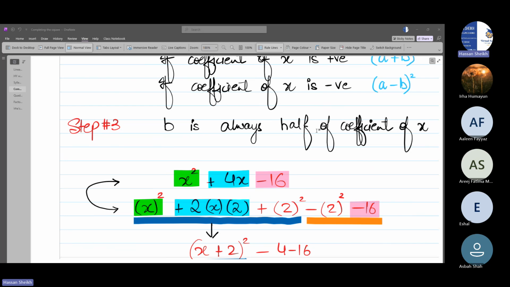So my given expression was x squared plus 4x minus 16. So obviously a is over here. A is x, and b is half of the coefficient of x, which is 4. So half of 4 is 2. So I filled those brackets with a, b here. And then just to balance the equation, I need to subtract 2 squared, because that was something added later on in the expression and must be balanced. Students, do you understand why we subtracted 2 whole square?